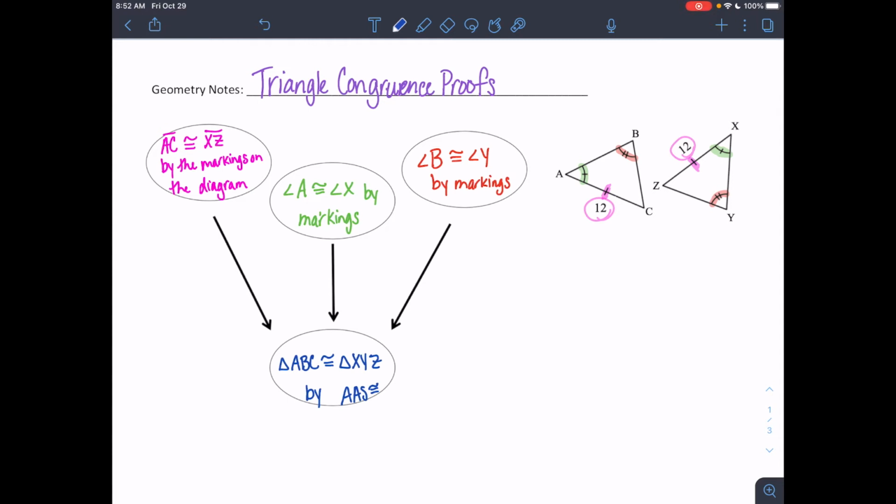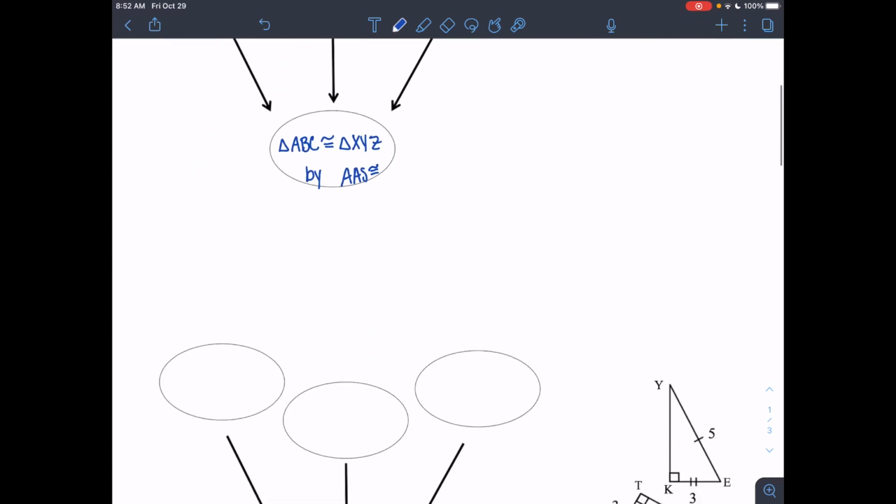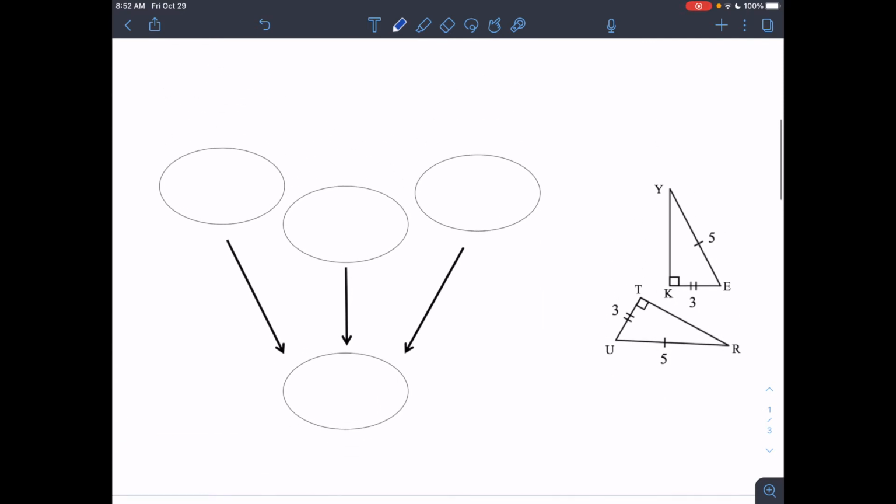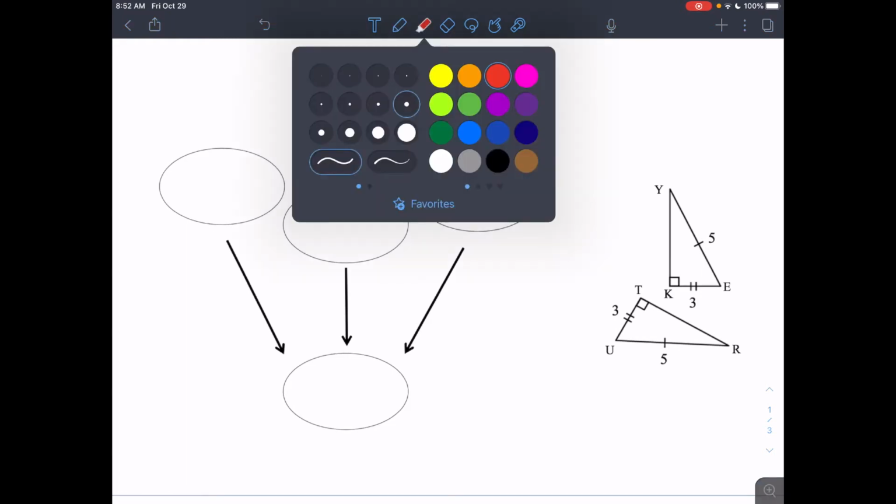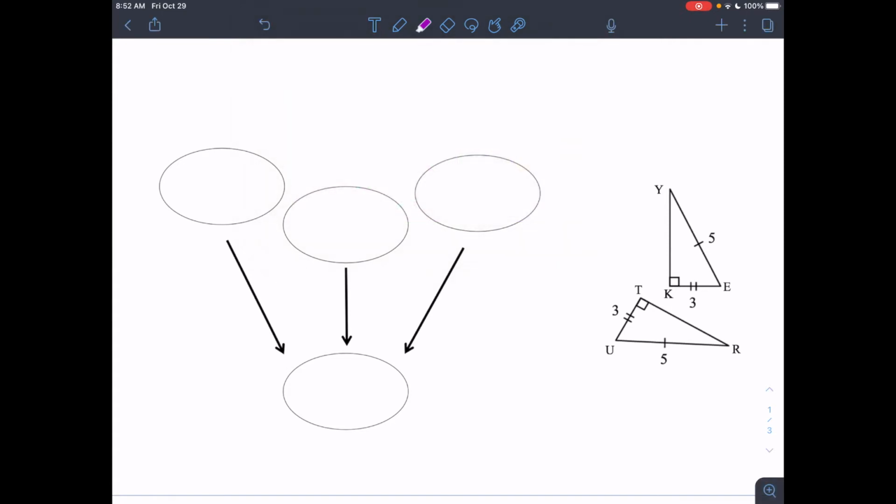And now we've just written a proof, like we've been practicing, specifically for our triangles using the theorems that we've been learning about. So let's try another one. This time, I see 2 triangles, and I see some maybe slightly different markings. So let's see what we can figure out here.